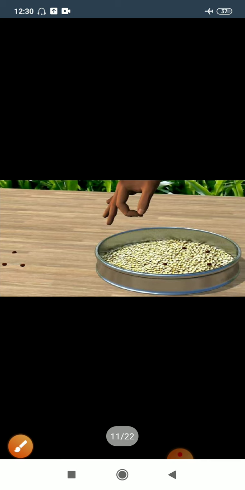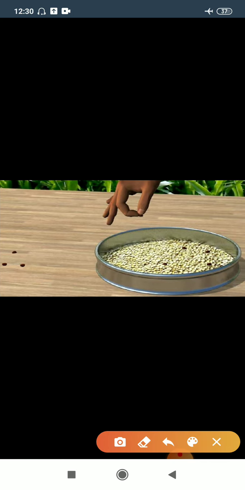Now, the next example is the hand picking method. You can see here the grain is kept in this plate. Now with the help of hands, this person is separating the stones from these grains. That means if the size of impurities is the same as that of the grain, we cannot use the method of sieving to separate the impurities from the grain.